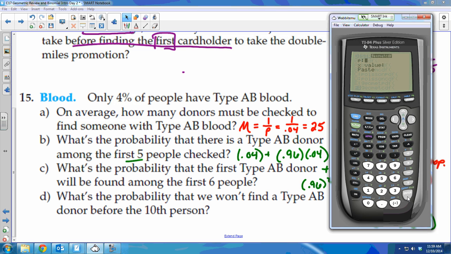So we are using CDF because we're trying to find the first success in a certain amount, not just the first on a specific one. P is your probability of success. So in this case, the probability of getting a type AB person. So what's that probability? 0.04. And your X value is the number of trials, or in this case, the number of people that you're checking. So I'm checking 5 people, so X is 5. So you should get 0.1846.